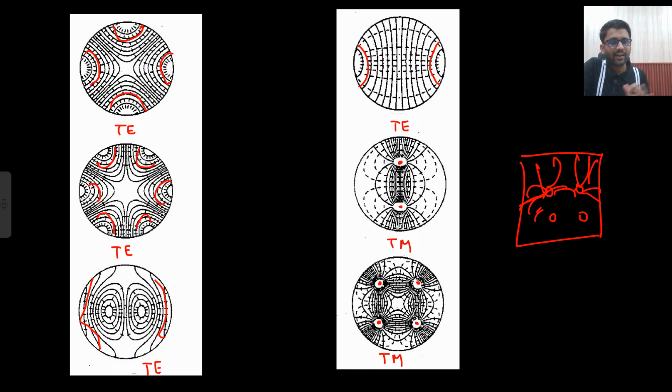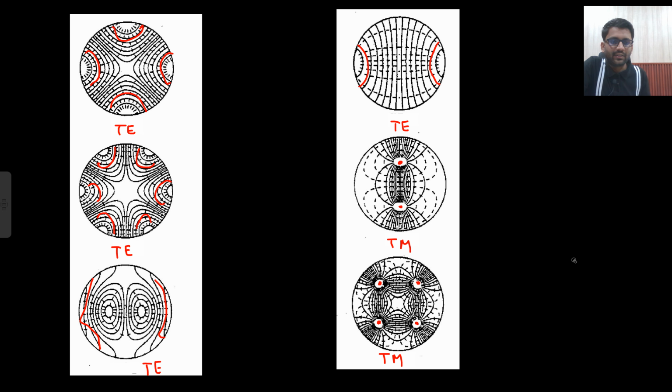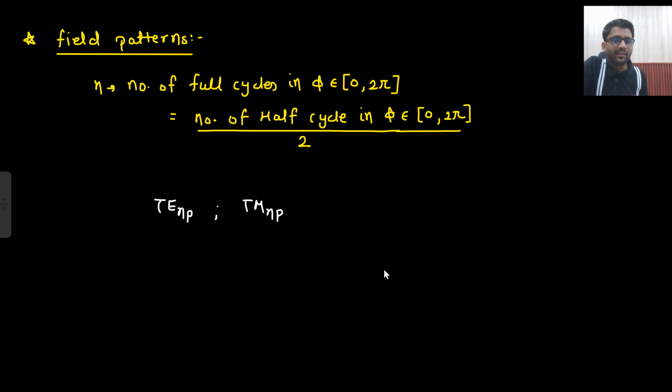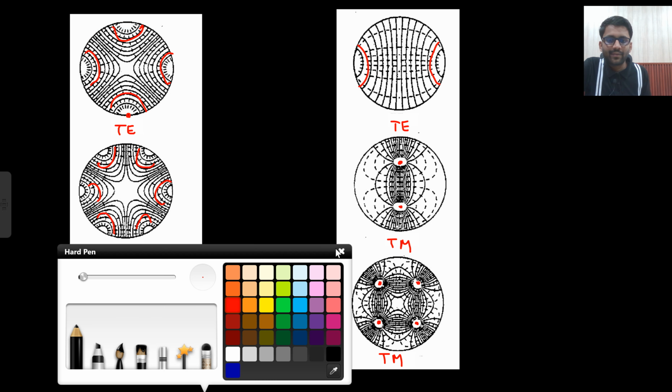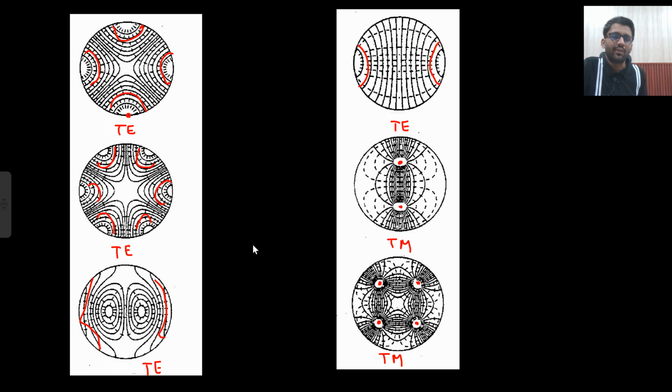Now I need to tell the N and P values. First tell the N value. What will be your N value for the TE case? N is the number of half cycles divided by 2. Let's say this is phi equals 0, then the complete circle will be phi equals 2 pi. So from 0 to 2 pi I am working on the complete circle. On the complete circle, how many half cycles am I getting? 1, 2, 3, 4. So 4 half cycles.